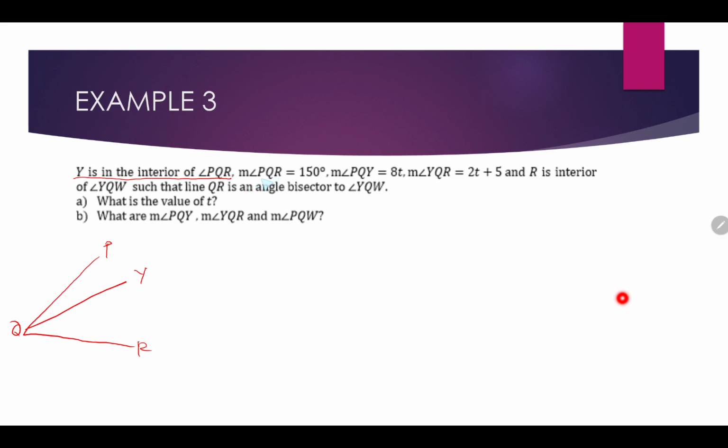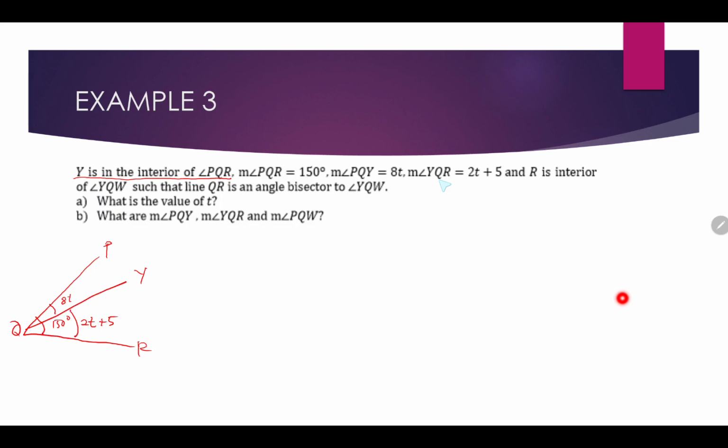Okay, then the measurement of PQR is 150. So here is 150. The measurement of PQY is 8T. And then the measurement of YQR is 2T plus 5. And then R is the interior of YQW.